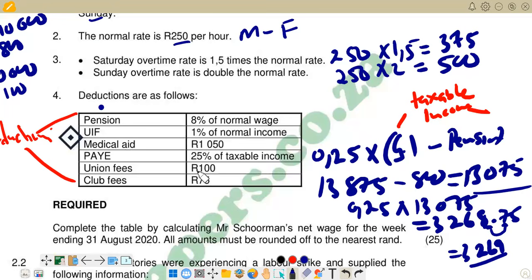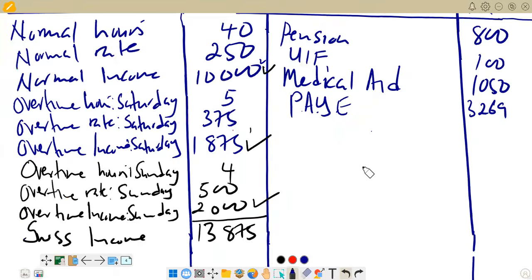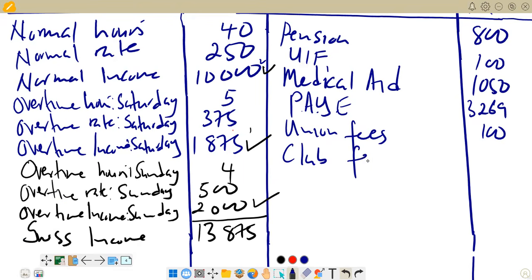We are seeing that the next ones are already figures there. We can just check the figures. Union fees, we've got 100. Club fees, we've got 75. These are the last ones. So here we have union fees, 100. And then we have club fees, we've got 75.